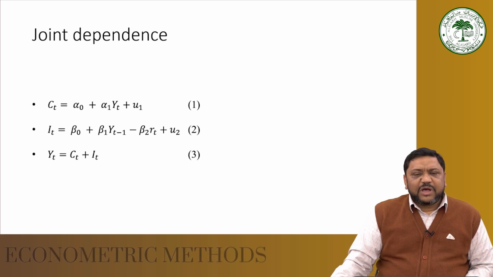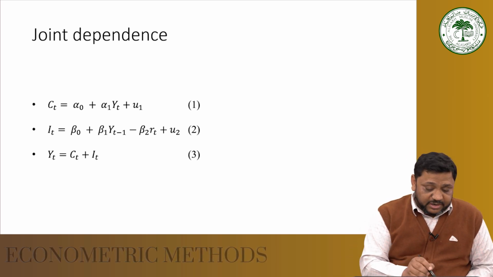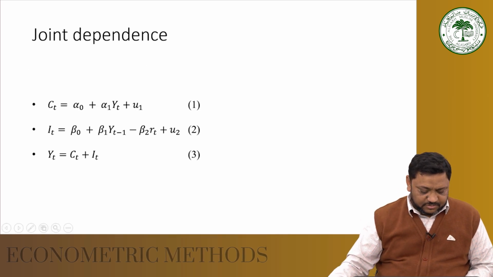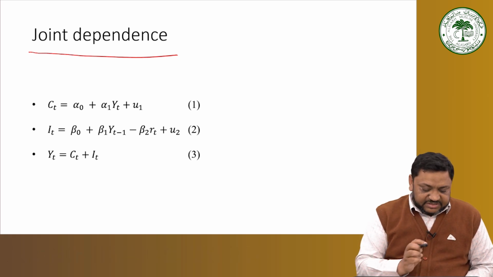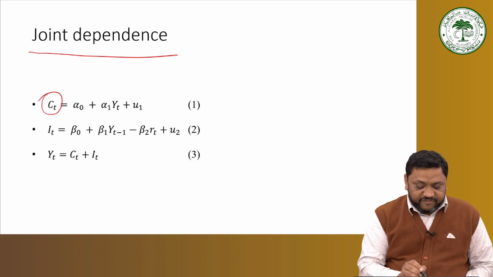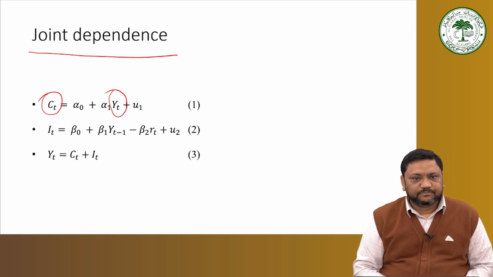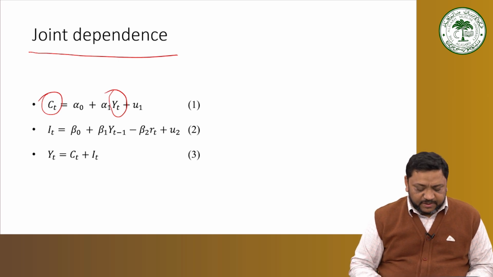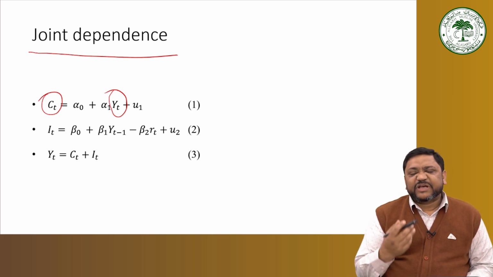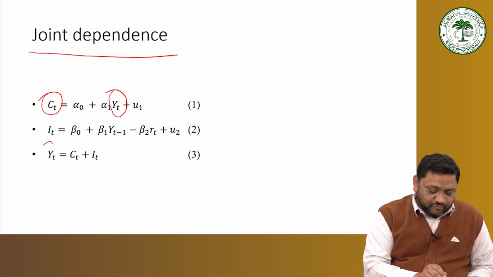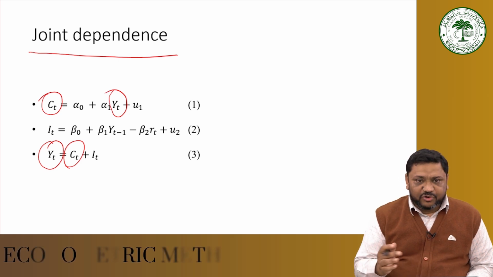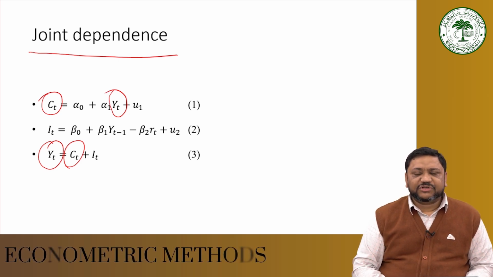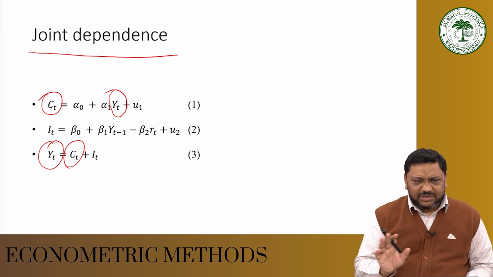So, to have a feel of what we mean by joint dependence. See, C_t is a function of Y_t. Good. This is very plausible, that consumption is a function of income. But if you just recall your chapters on national income determination, Y_t is also determined by C_t. We are ignoring G, or the normal Keynesian equation Y is equal to C plus I plus G. So at the moment we ignore G.